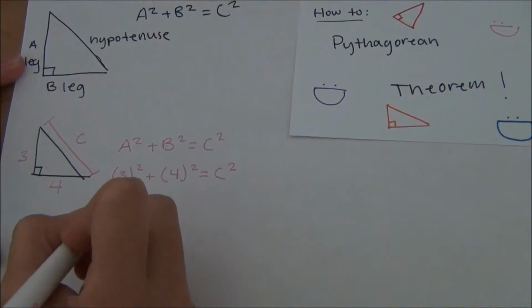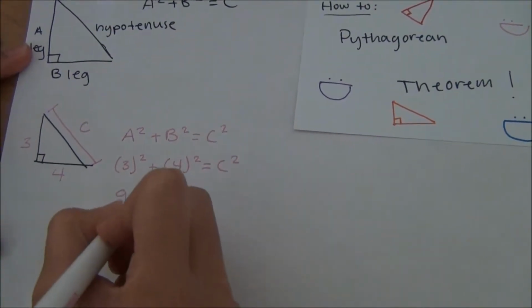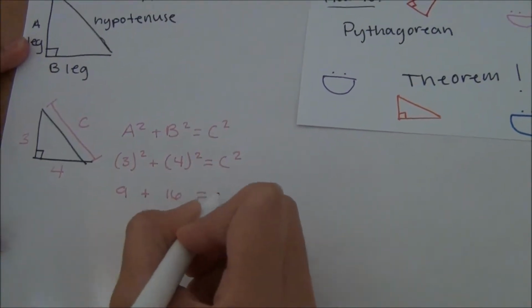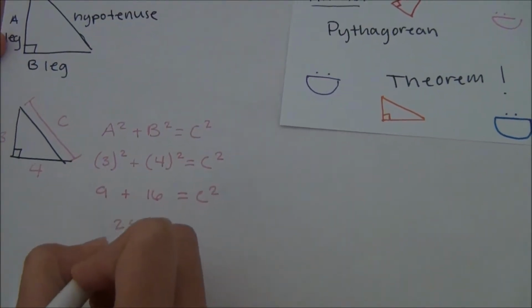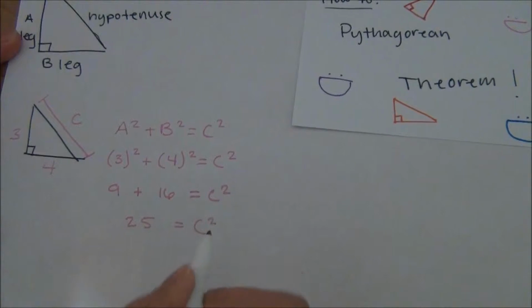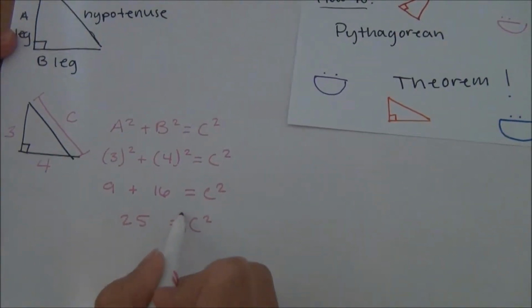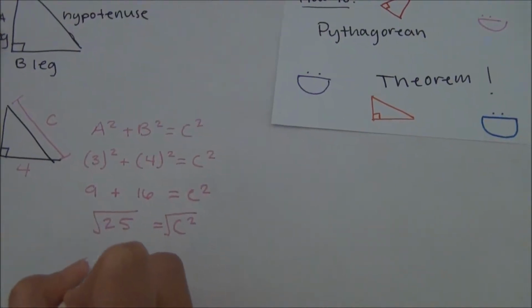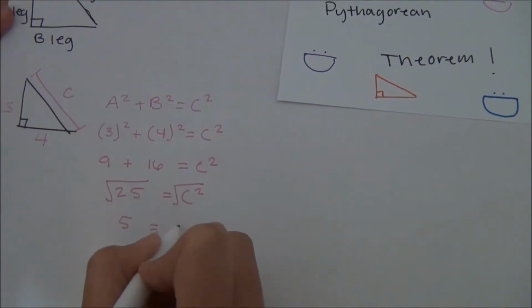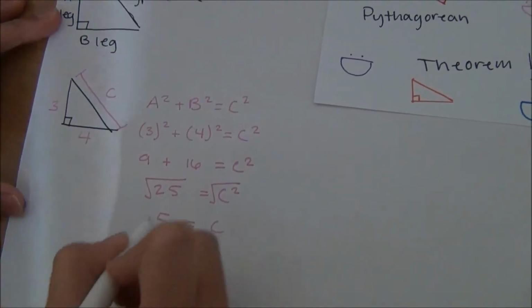So then you simplify your equation. So 3 squared is 9, 4 squared is 16, is equal to c squared. 16 plus 9 is 25, is equal to c squared. To get rid of c squared, you do the square root. So the square root of 25 is 5. So 5 is equal to c. So that would be your answer.